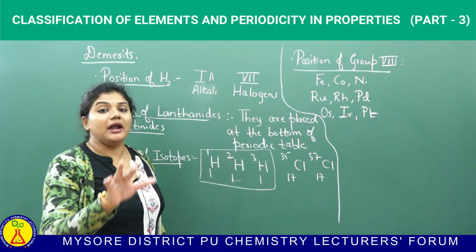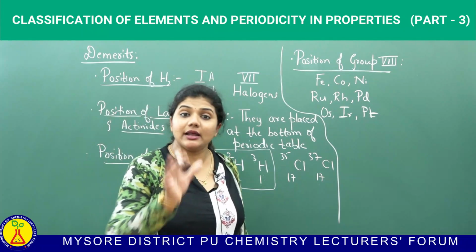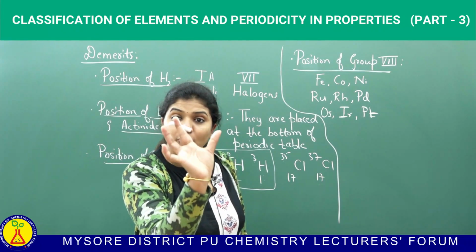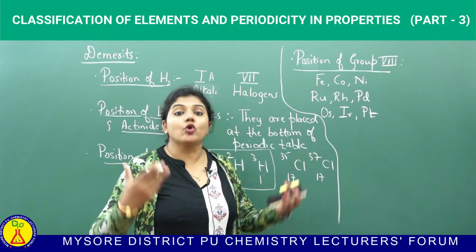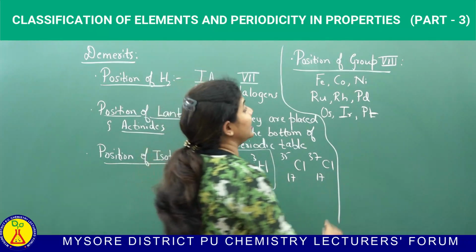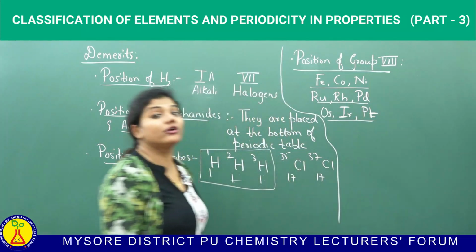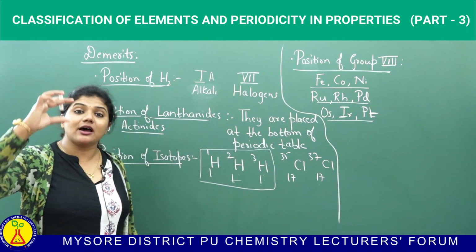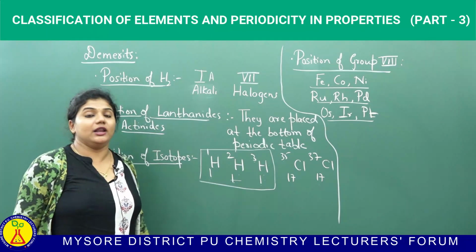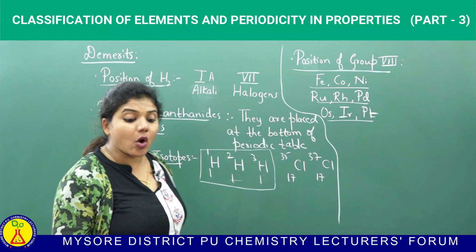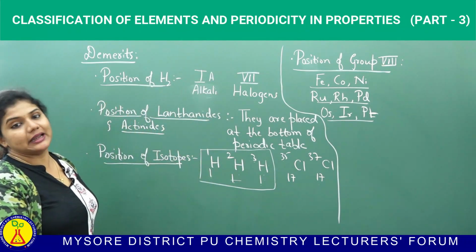Mendeleev could not justify why. Why are the elements in group 8 arranged in the form of triads? Mendeleev could not give the reasoning. He could not explain why the elements in group 8 have been placed in the format of triads. Why elements are arranged in a set of 3 was not explained by Mendeleev. So we note this as the demerit: position of group 8 elements.